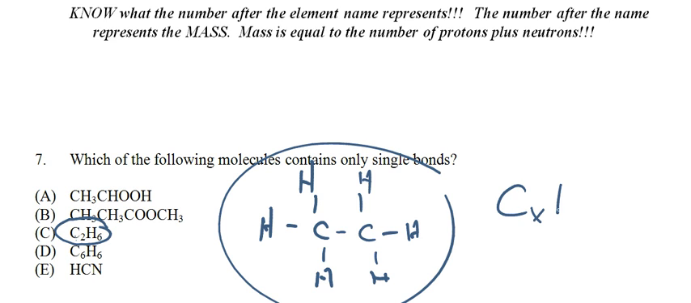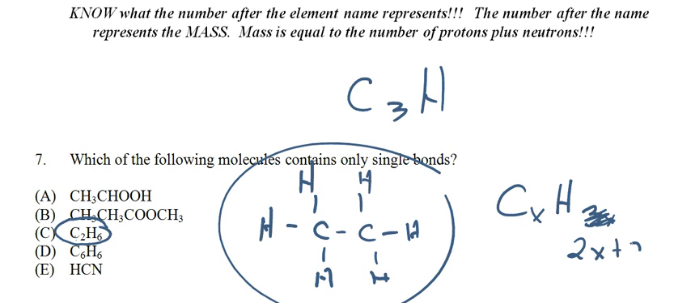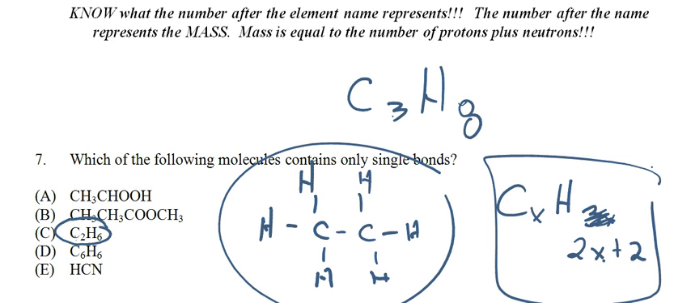If you can recognize right off the bat by looking at a hydrocarbon that has this combination, where we have CX and then 2X plus 2, that's the equation. So if we have propane, C3H8, then we have our 3, so 2 times 3 plus 2. If you have that combination, those are all single bonds.